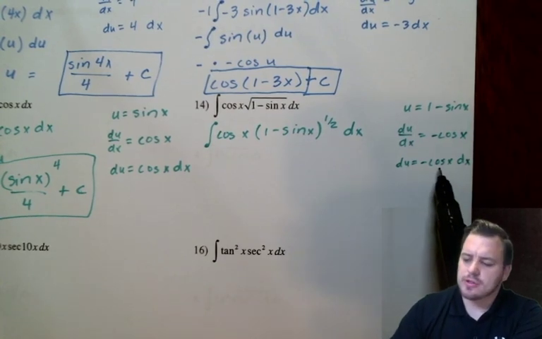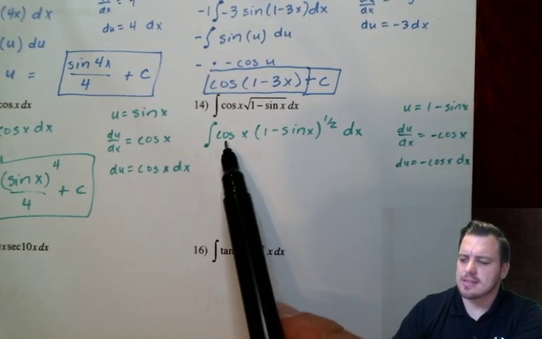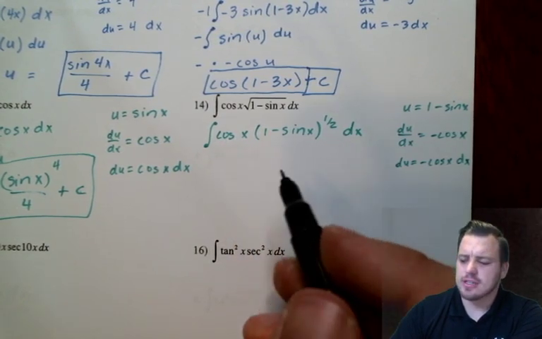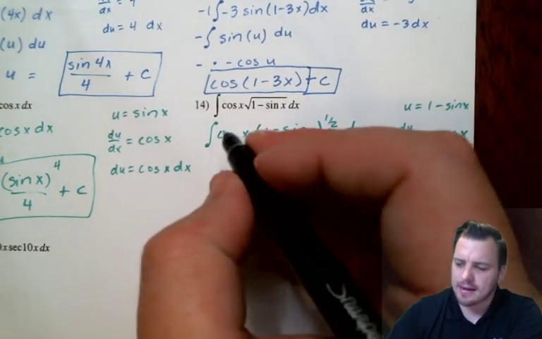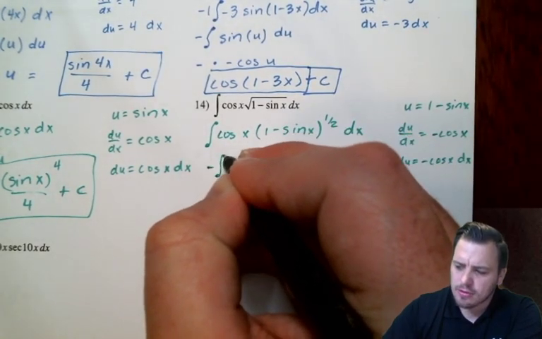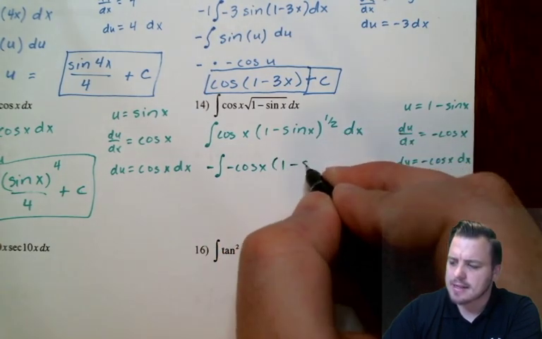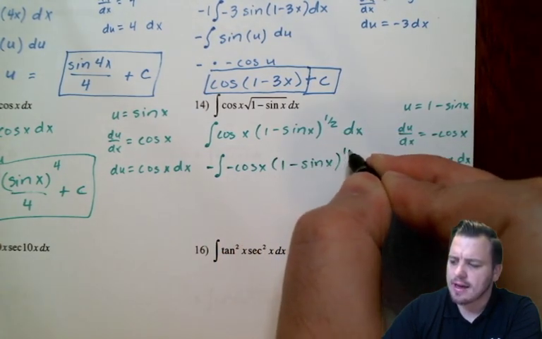So with u-substitution, I need this to cancel with cosine x and dx. The only thing I don't have is a negative, so I just need to multiply the right and the left by negative. So negative integral of negative cosine x times 1 minus sine x to the 1/2 dx.